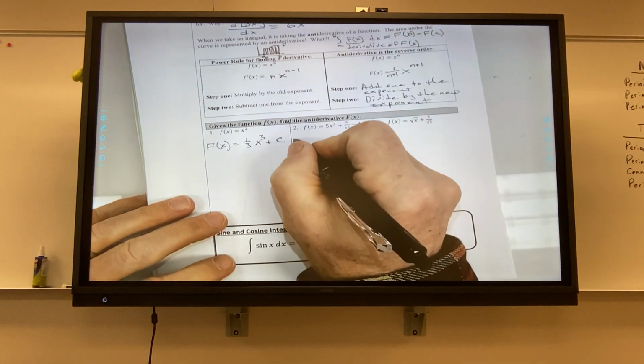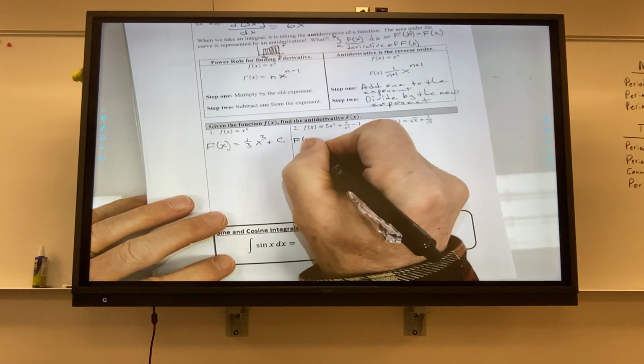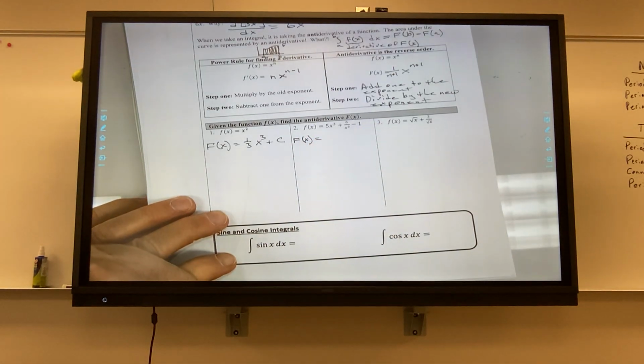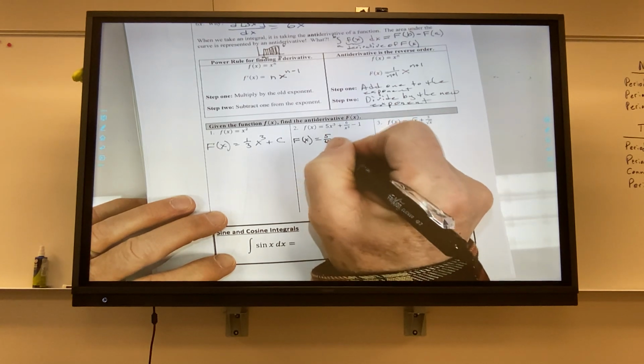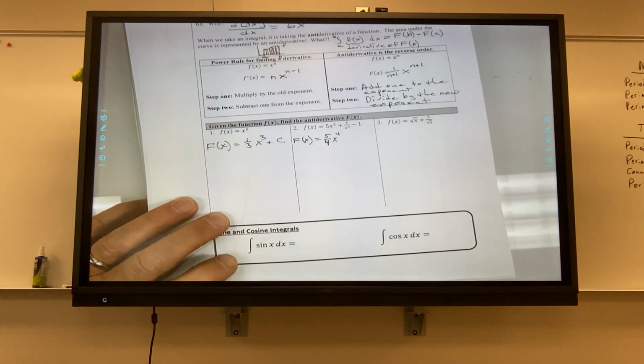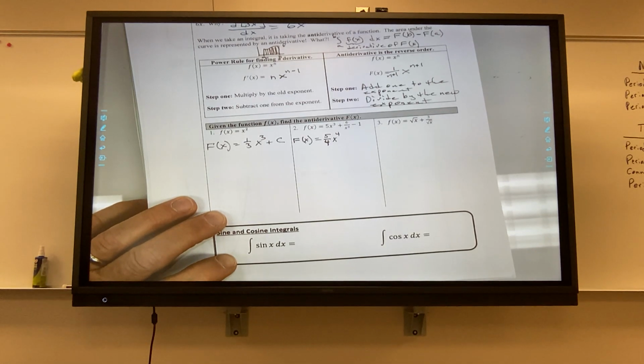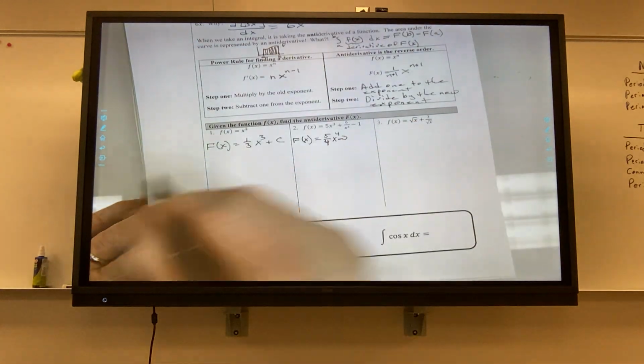What about this one? Are you able to do this one in your head, or do you need a helpful hint? 5/4 x to the 4th. And then it's going to be negative. That would be 3x. That's a 3, that's a lousy 3.